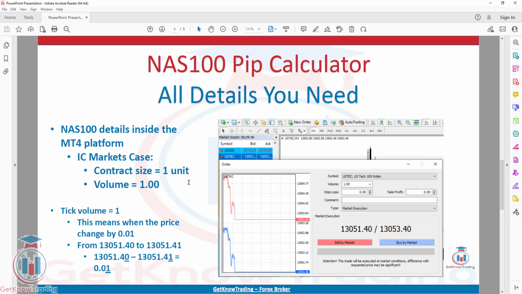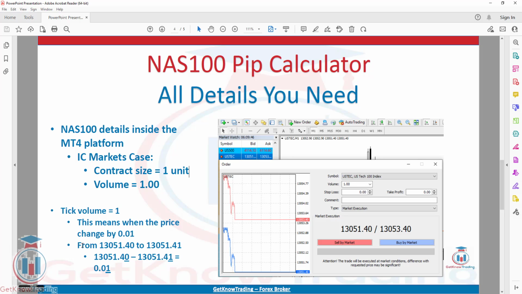Here it is, more details that you need to know. Inside the MT4 platform, I have explained to you that the contract size is 1 unit and the volume, so tick volume is 1. This means when the price changed by 0.01. This is the example I am talking to you from the MT4.